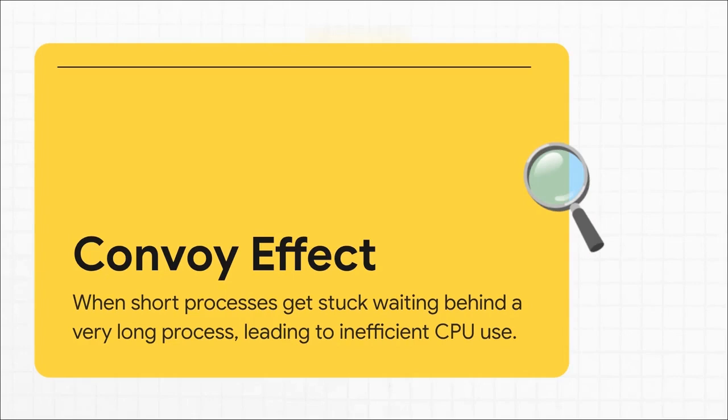That grocery store analogy is perfect here. Imagine you're in the express lane with just a carton of milk, but the person in front of you decides to do their shopping for the entire month. Everyone behind them has to wait and wait, even though their own transactions would be super quick. That's the Convoy Effect. A single, long process can hog the CPU, forcing a bunch of short, quick jobs to get stuck waiting in line.